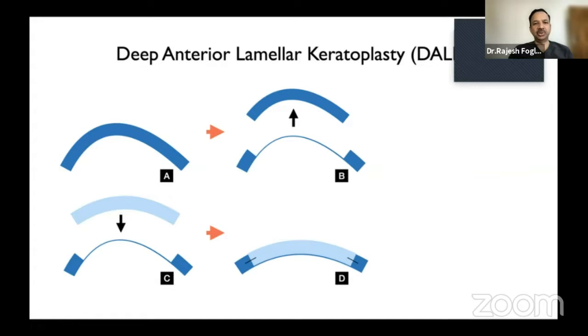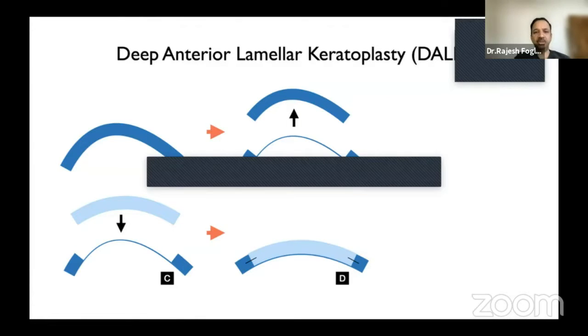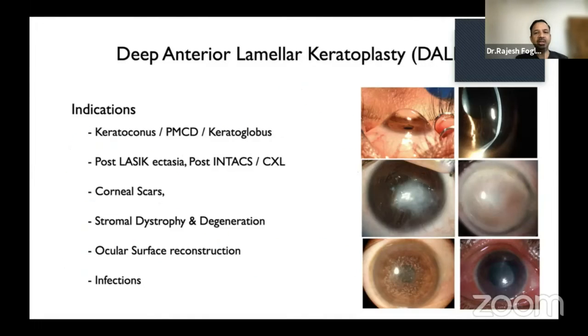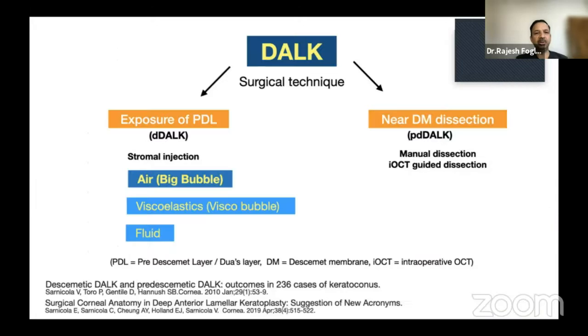We have already understood the concept of deep anterior lamellar keratoplasty, wherein 90% of the stroma is removed and replaced by a donor tissue. The biggest advantage is no risk of endothelial rejection. It can be performed for a wide range of indications where the endothelium is normal.